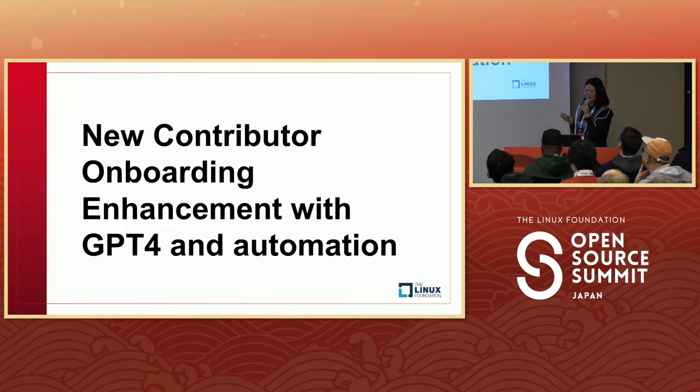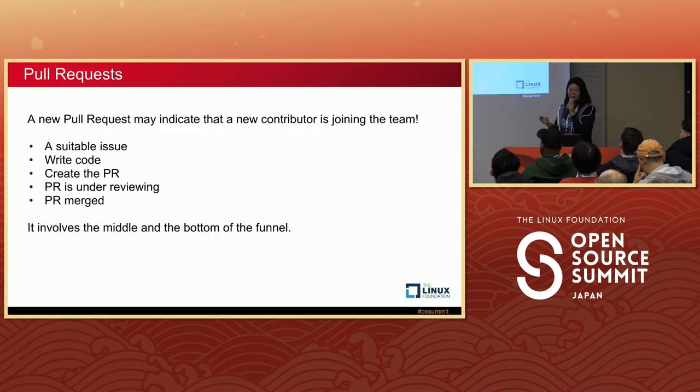Another use case is new contributor onboarding. To be honest, when I see a new PR in our GitHub repo, I'm really very happy. A new pull request indicates that a new contributor is joining the team. It's the bottom of the funnel. We want our community to have more contributors who then become our maintainers.